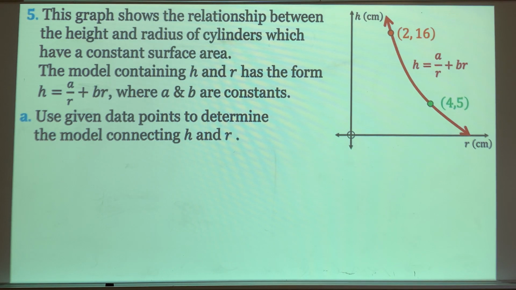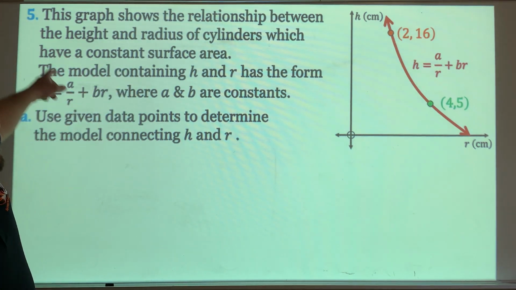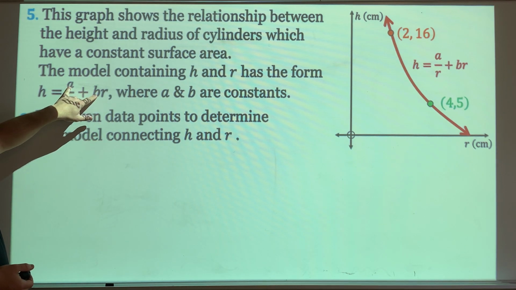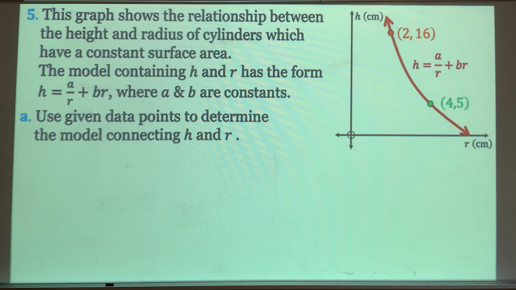This graph shows the relationship between the height and the radius of cylinders, which have a constant surface area. The model containing H and R has the form H equals A divided by R plus B times R. A and B are what we're looking for, where A and B are your constants. Given the data points, determine the model that connects H and R.